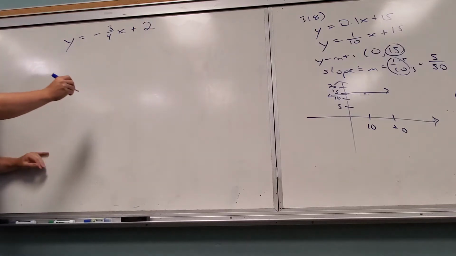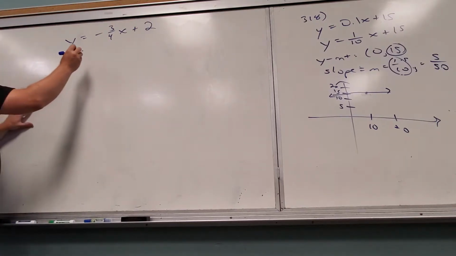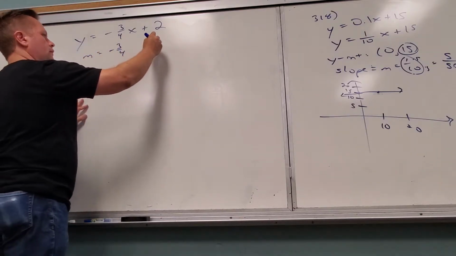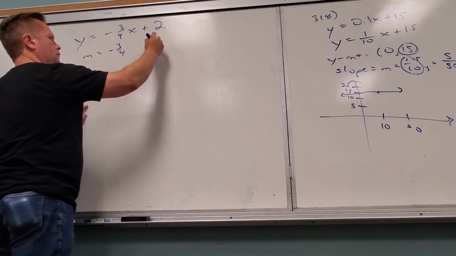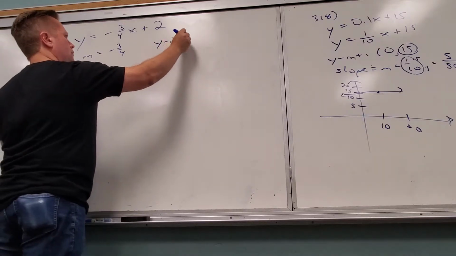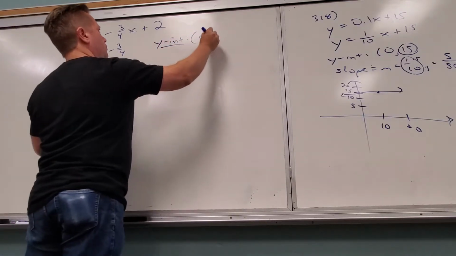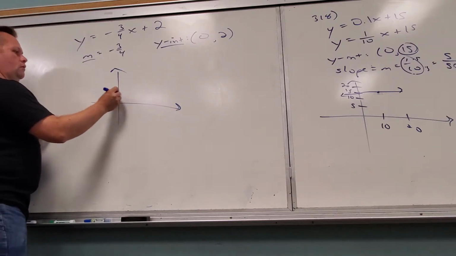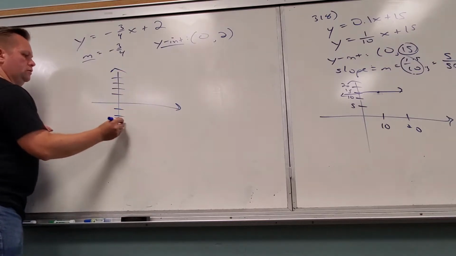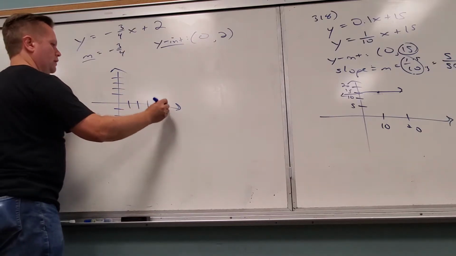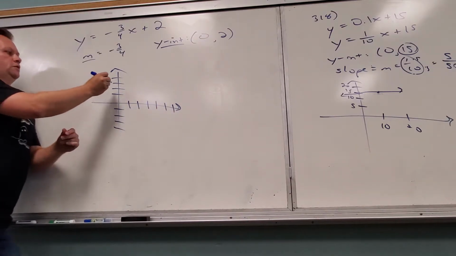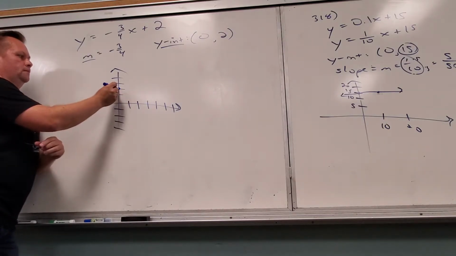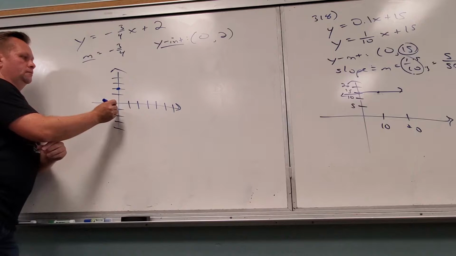What do you know? Slope is, what else do we know? Y-intercept is 0, 2. Okay, so I can plot 1, 2, 3, 4, 5, 6. All right, so here's 0, 2, so where I start, and from there I go what? 1, 2, 3, over 4.